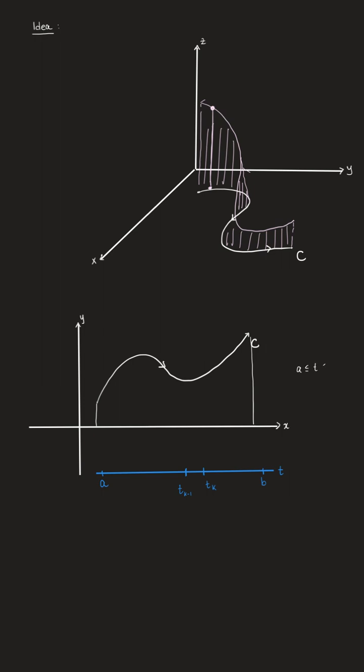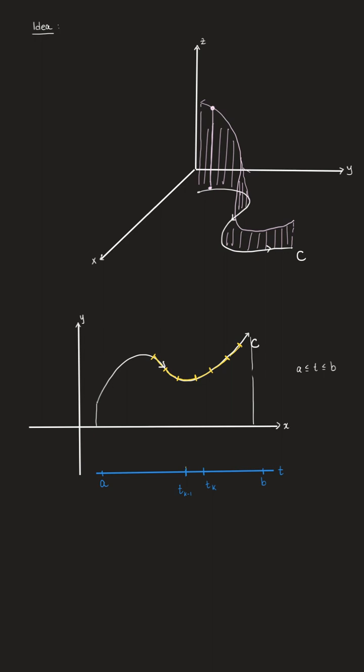Remember that our curve is parametrized with respect to t. And what we do is we partition our curve, but not to find area. We partition our curve along its length. So we take little pieces of our curve along the length, which means we're partitioning with respect to arc length.